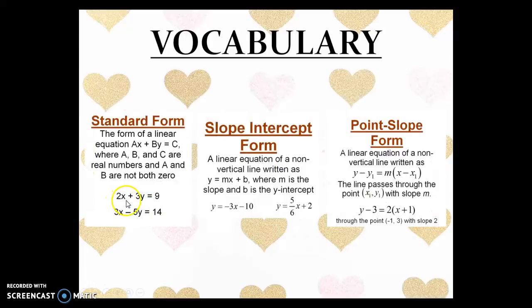Standard form, ax plus by equals c. Slope-intercept form, y equals mx plus b. Point-slope form, y minus y1 equals m times x minus x1. We're looking at this mainly today. So if you're given a point (-1, 3) and it has a slope of 2, 2 is the m, so it goes here. And then the opposite of x, so +1 here, and the opposite of y, so -3 here.